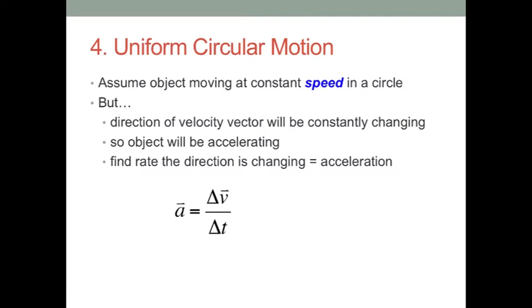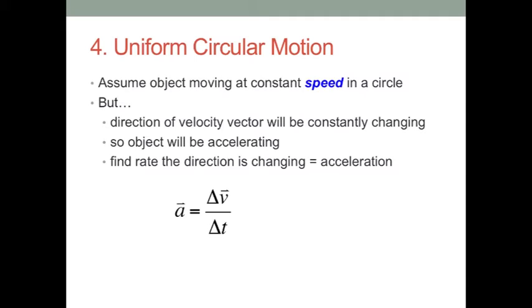Now, what we're going to consider now is an object moving around in what is called uniform circular motion. Circular motion simply means it's going to be going around in a circle. The uniform part means it'll be at a constant speed. That means it will not be accelerating in the sense of speeding up or slowing down, but it will be accelerating in the sense that its direction will be changing. And that is also acceleration.